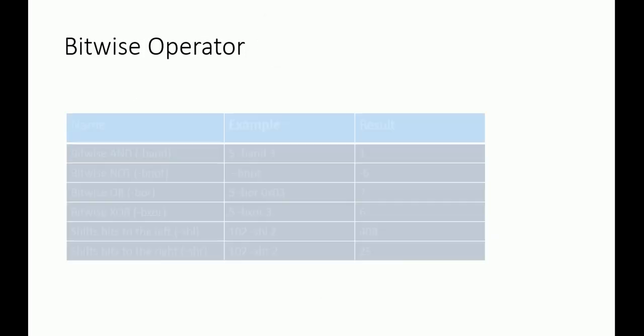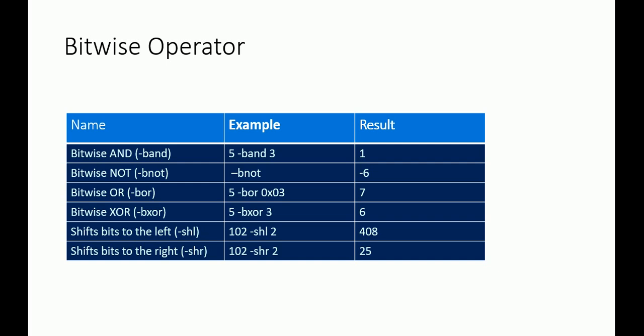Let's understand the bitwise operators here. We have many types of bitwise operators. There is bitwise AND, which you can use in the command line as -band, bitwise NOT as -bnot, bitwise OR as -bor, and bitwise XOR as -bxor. That's how you can use it.